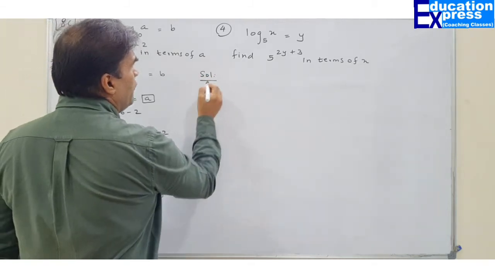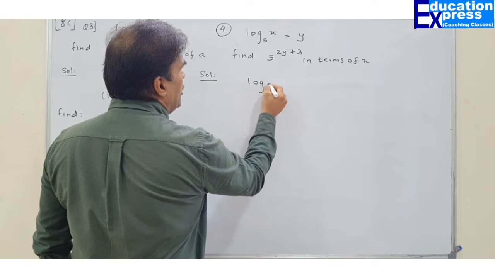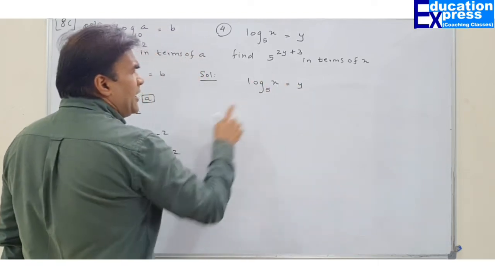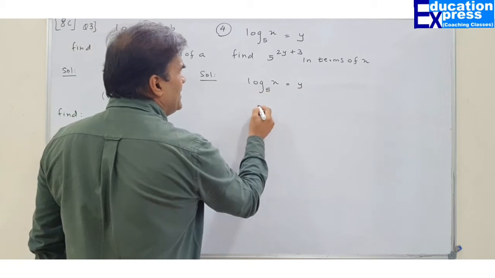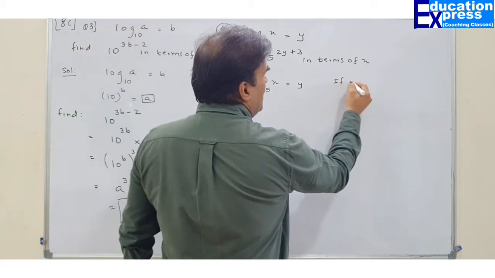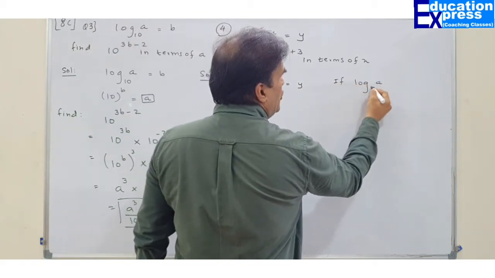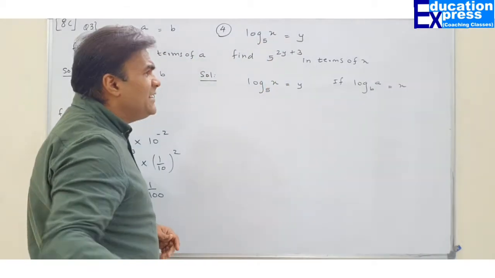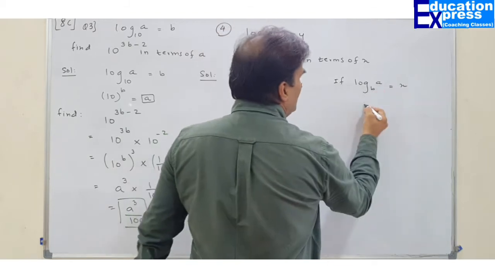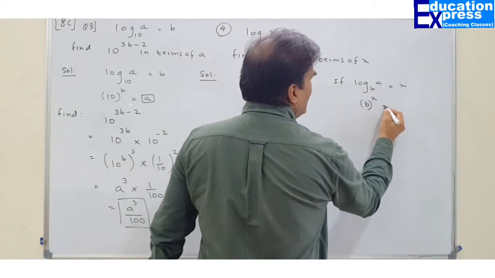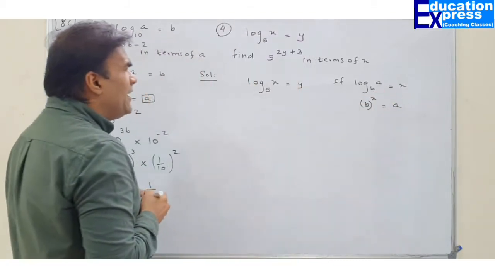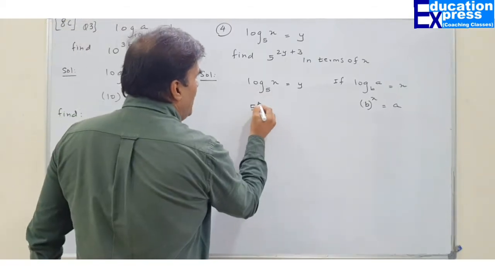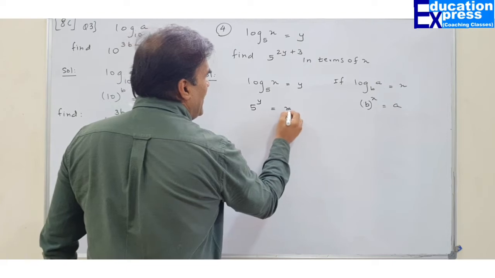Solution to question number 4. Since it is known that log of x to the base 5 is y. Can you convert it into exponential form? Yes, sir. Sir, if log of a to the base b equals x, then to convert this into exponential form, we say b raised to x equals a. Exactly. So over here, 5 raised to y can be written as x.